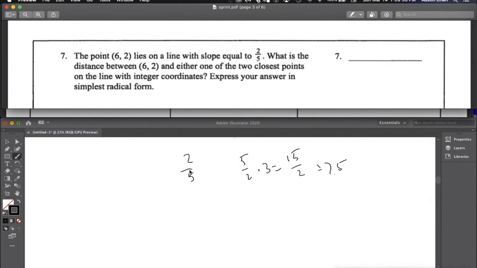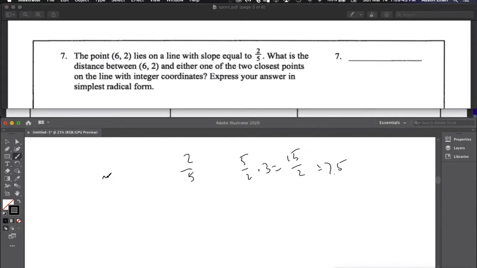So it's just going to be going to the right 5 and going up 2. So you're just looking for that length. That's just going to be the Pythagorean theorem, which is the square root of 25 plus 4, so the square root of 29.